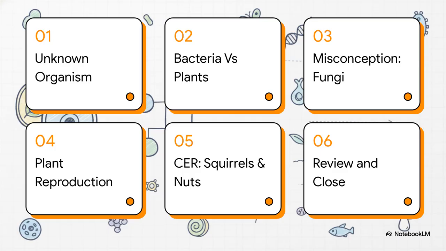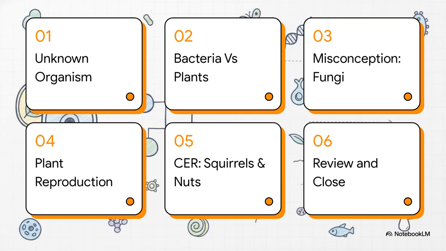Okay, let's take a quick look at the level map for today's mystery. We've got 1. The Unknown Organism Challenge. 2. Level A, Bacteria versus Plants. 3. Clearing up a major misconception, fungi and protists. 4. Level B, Plant Reproduction. 5. Our CER Challenge, Squirrels and Nuts. And finally, 6. Our Lesson Review and Parent Close.